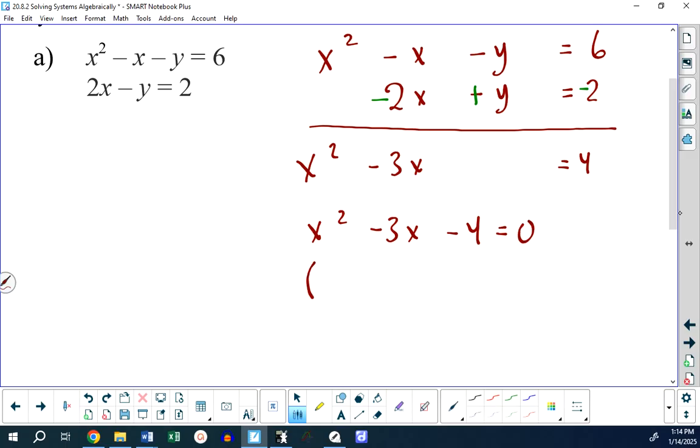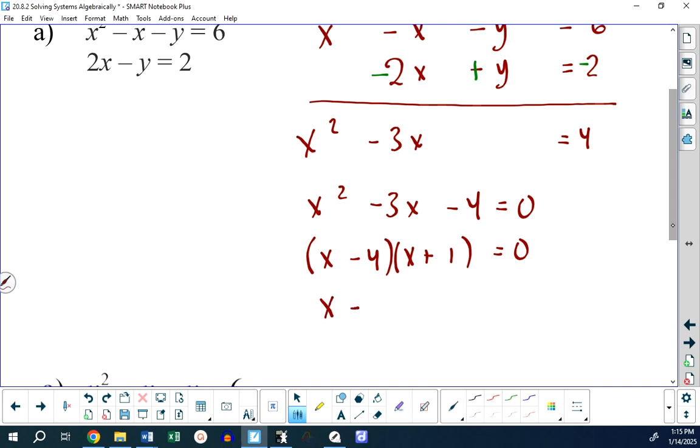And in this case, we can very easily factor this. I hope you're with me on that. Okay, that means that we have a solution of x equals 4, and we have a solution of x equals negative 1. These are not the two answers to the question. These are the two values of x in half of the answer to the question.